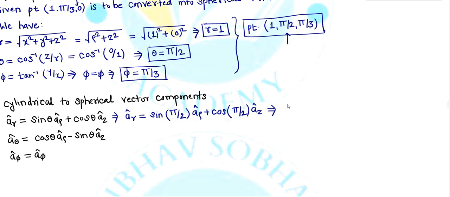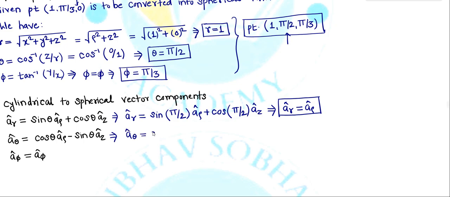And cos of pi by 2 is what? 0. So from that we can say that whatever is the radial component is the same as that of the rho component. Okay, so we have that both values to be the same for those vector components. Next, we are concerned with the value of this a theta. So we are going to solve that one.